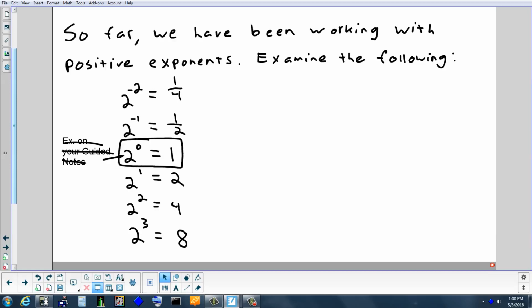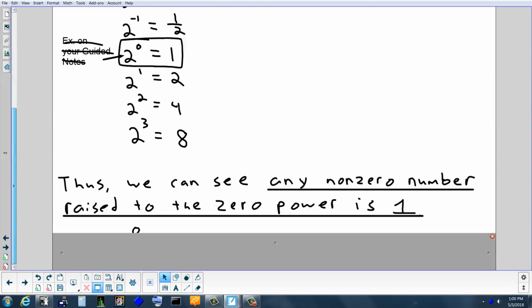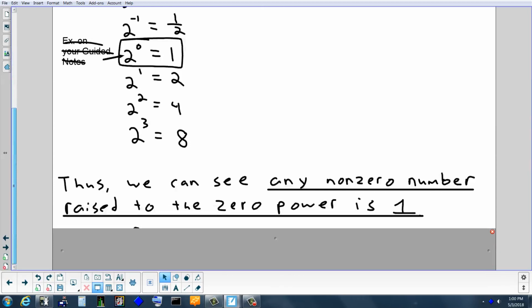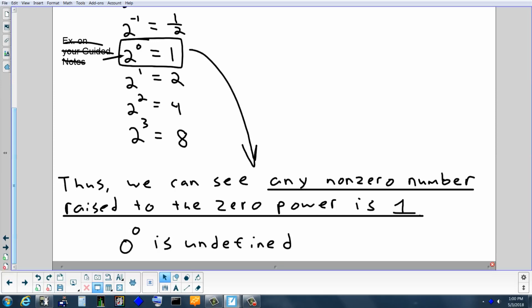So what I would put on your reference sheet, I think I have it right here. Thus, we can see any non-zero number, so any number that's not 0, raised to the 0 is 1. So we're writing that down right there. Any number to the 0 power is 1. Except 0 to the 0, that's a little different. We won't ever have that come up in this class.